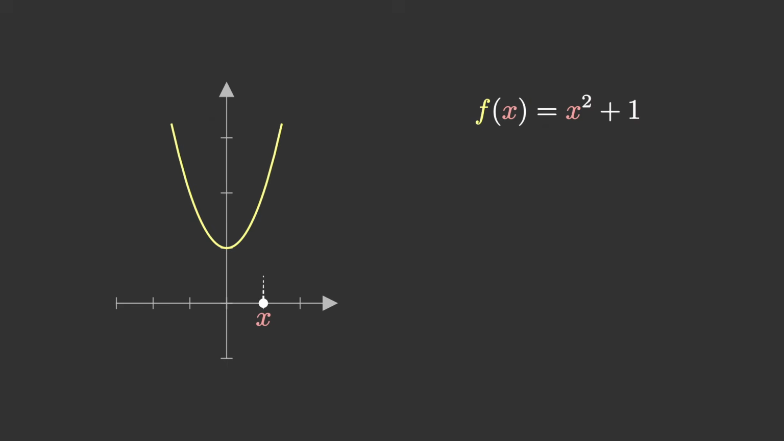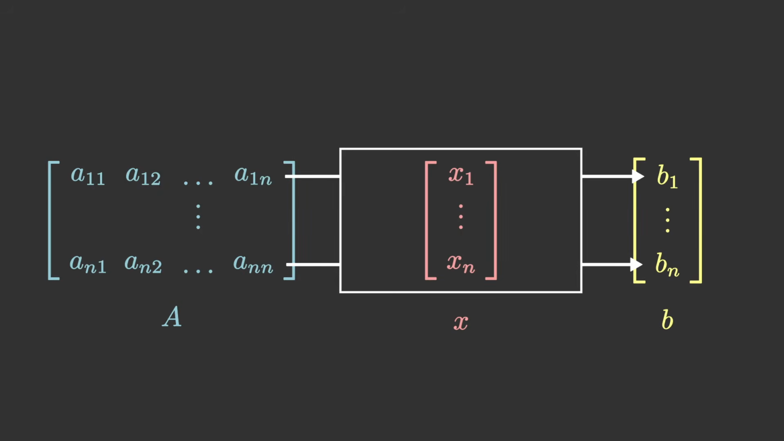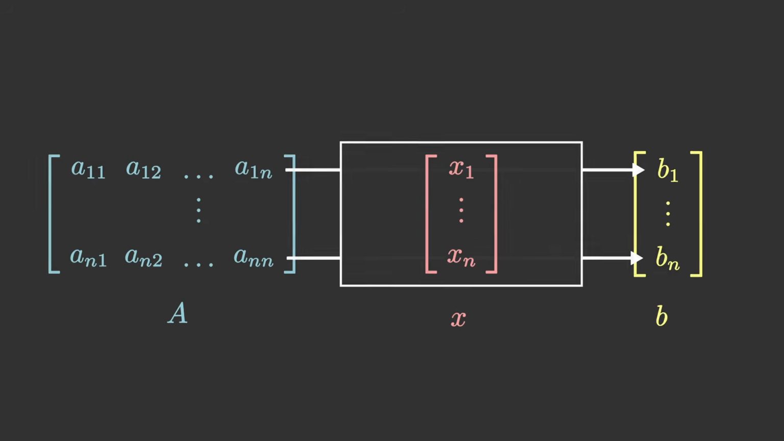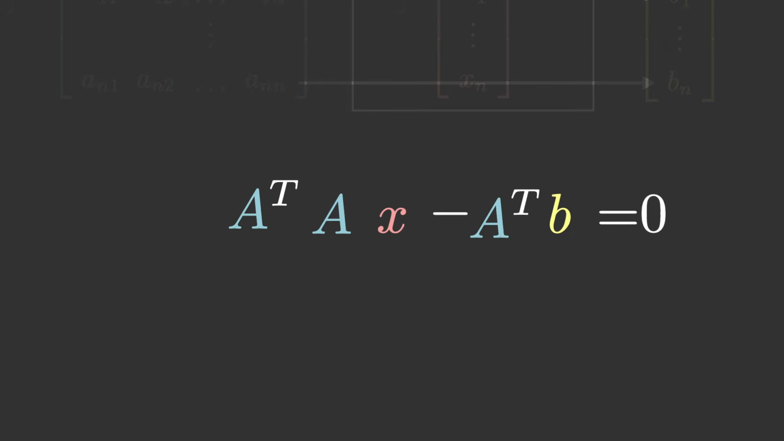Take the function x squared plus 1 as an example. This function is convex, and its gradient or derivative is 2 times x. So when x equals 0, the derivative is equal to 0. So x equals 0 is where this function attains its minimum. Another example of an unconstrained optimization problem is the least squares problem we saw in the last video. To find its minimum, we simply set the gradient to 0, and then we solve for x.